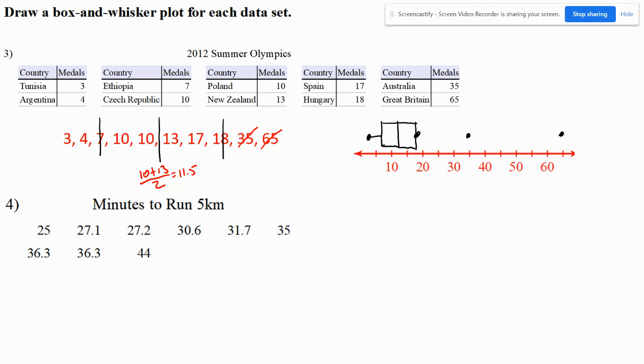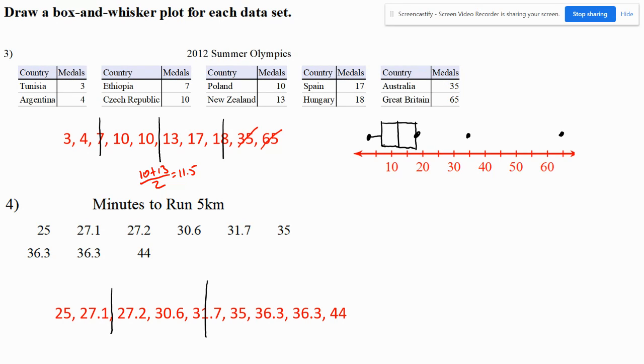All right, let's take a look at our last example. Let's take a look at number 4. I count how many numbers I have. There's 9 numbers. Let me find a number in the middle. So let me make a line right in the middle. There's 4 numbers on each side. So let me draw a line that separates it right in the middle.